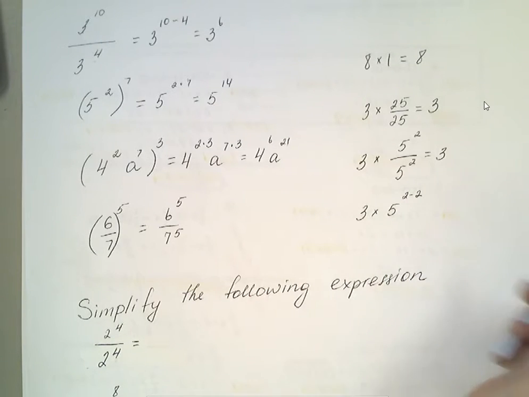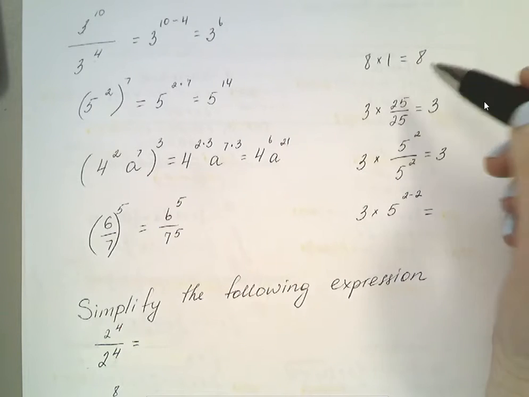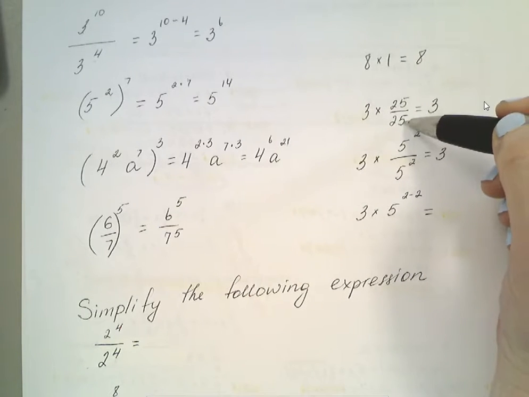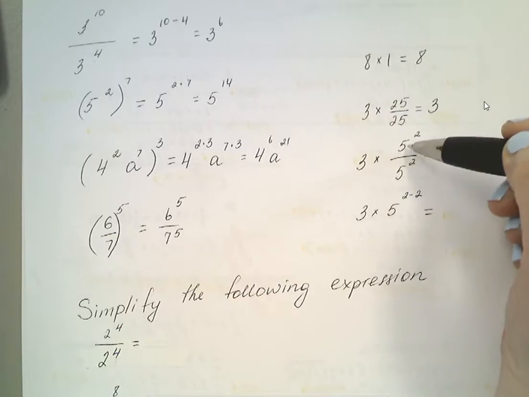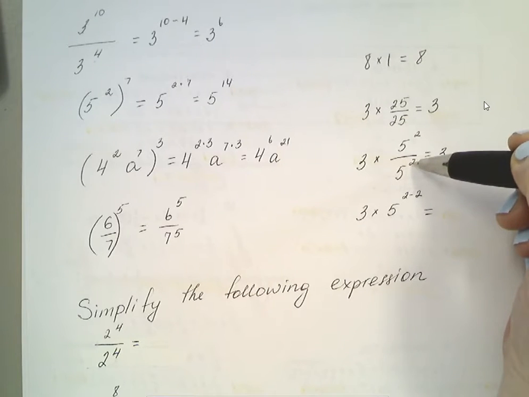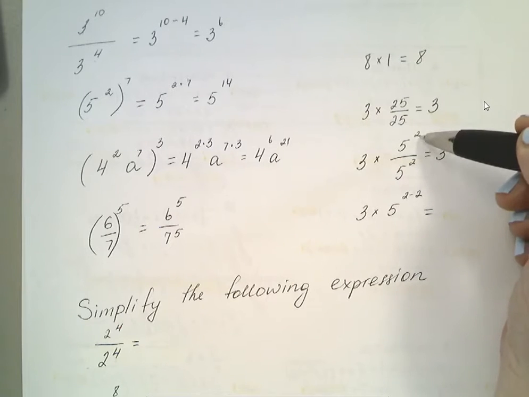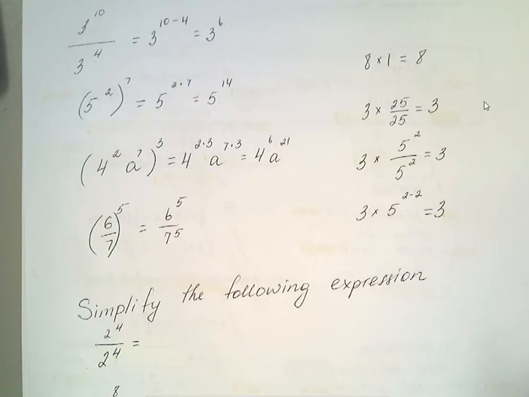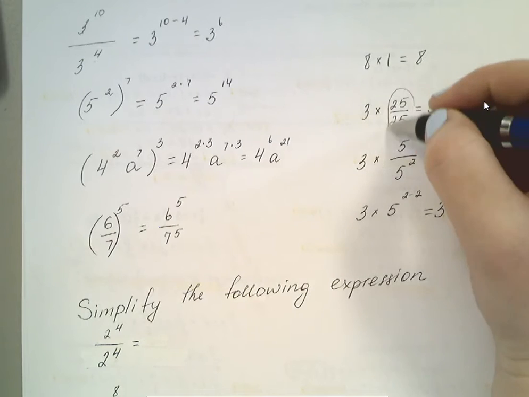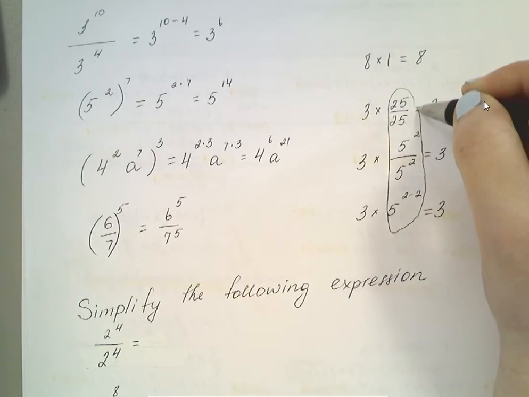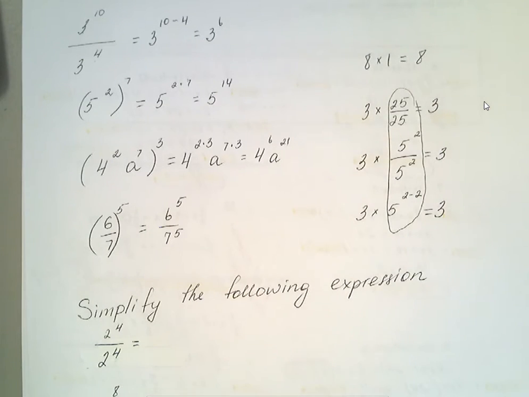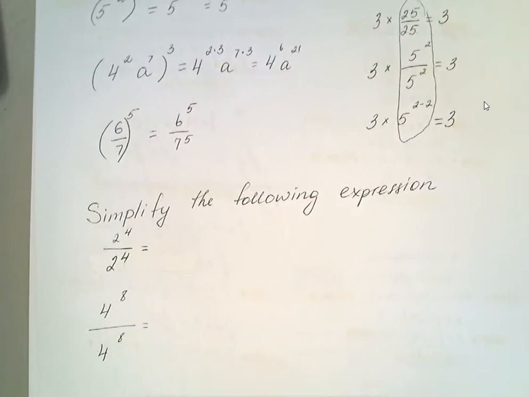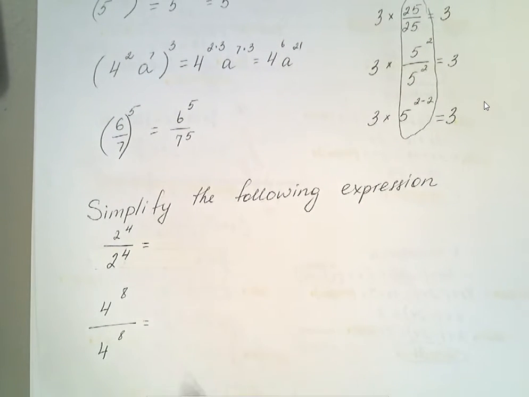Isn't that true? So I had 25 twenty-fifths. It was the same as 5 to the 2nd over 5 to the 2nd. And then I'm going to simplify that by subtracting the powers, 2 minus 2. And that is still 3 by itself, right? I didn't change anything. I'm just rewriting these numbers. So think about that for a second and let's go simplify some more here.